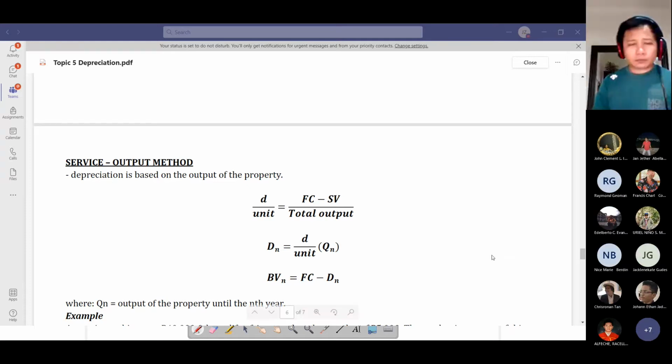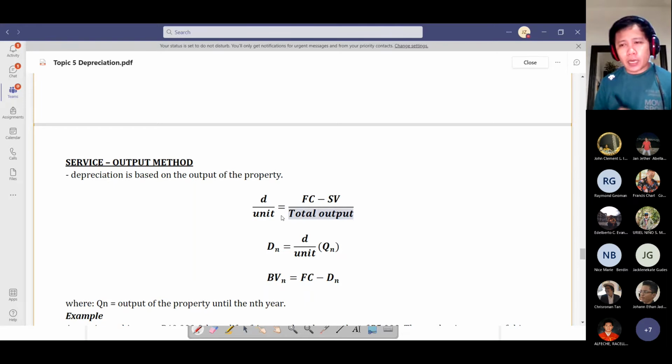Okay, we're back. So you need to determine first the total output. I have another example. The most common equipment where you will know the total output immediately is the light bulb, or LED bulbs. If you're going to buy a bulb, isn't it written on the box? The maximum hours of usage is written on the box.